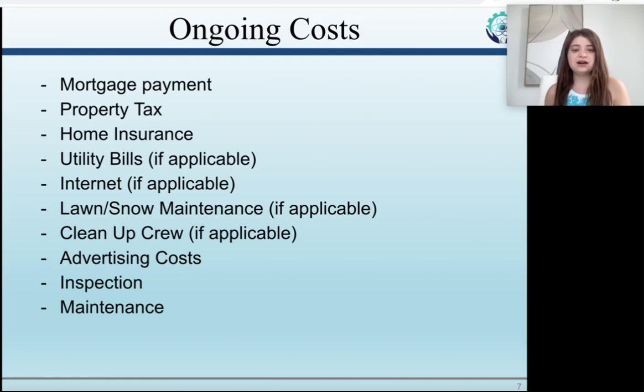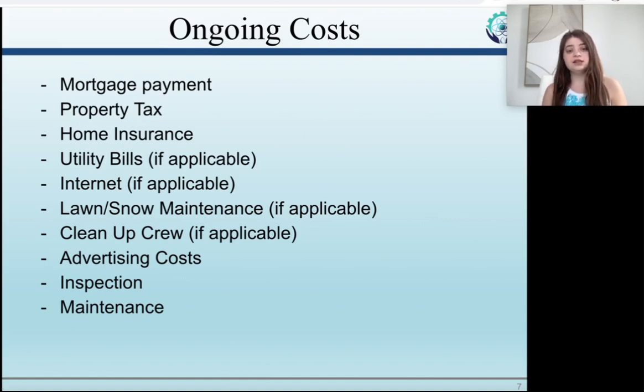Then we have things like utilities and internet, which I just say "if applicable," because these are not always going to be applicable to you. In some tenancies, especially if people are staying there long term, perhaps the utility bills are in the tenant's name, and it's up to the tenant to pay their utility bills to have utilities coming to the place they're living. And if they don't do that, then that's on them, right?